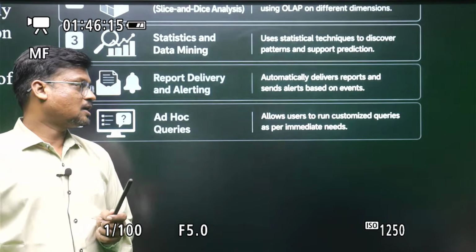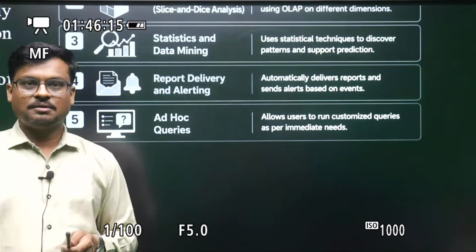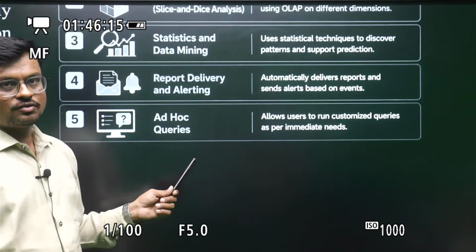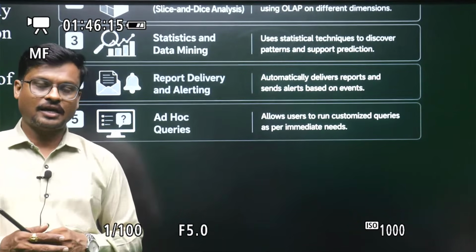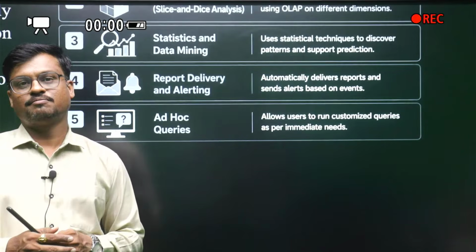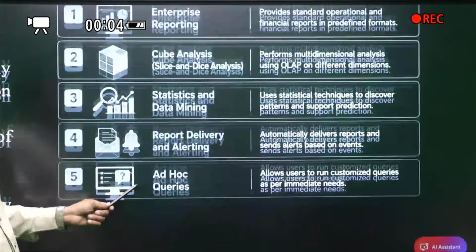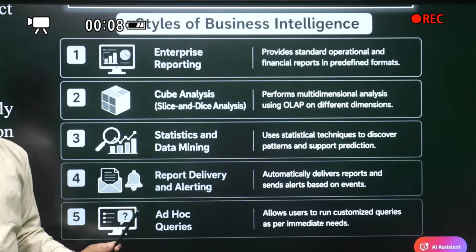Ad hoc queries are customized queries as per the immediate need. As per the immediate need, we are going to have the customized reports, that is called your ad hoc queries. Okay, dear. By this, we will end our question number 2, the introduction or the definition of business intelligence and the different styles of business intelligence. So you can look at the screen. These are the 5 different types of business intelligence. Okay, dear.